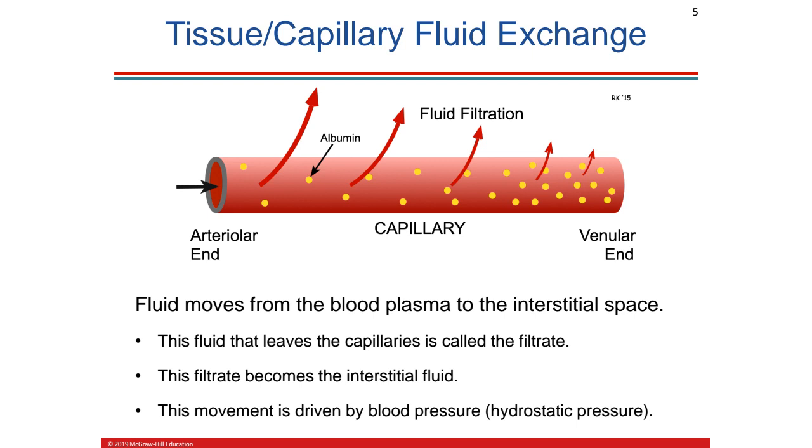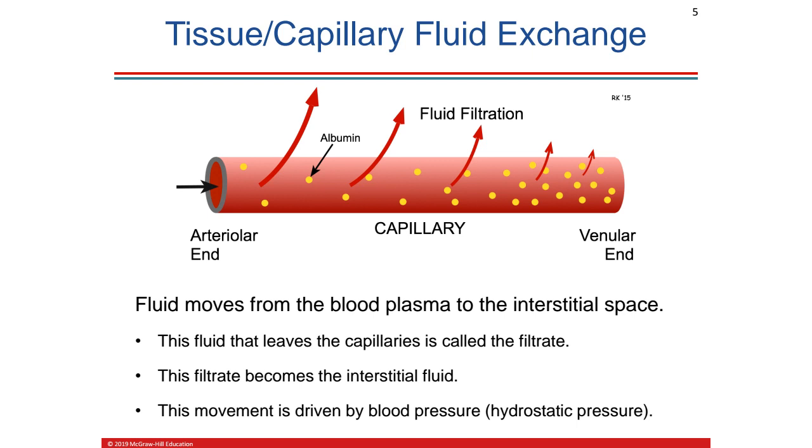So one of the first things we need to understand is what happens at the capillaries. This is referred to as the tissue capillary fluid exchange. If we look at a capillary, we'll have an arteriolar end, which is the end that's closer to the heart, where the left ventricle and the aorta are. So blood is moving in this direction. And then you have a venular end, in which blood will go into the venules and then into the veins and end up in the right atrium. So blood is flowing in one direction through the capillary.